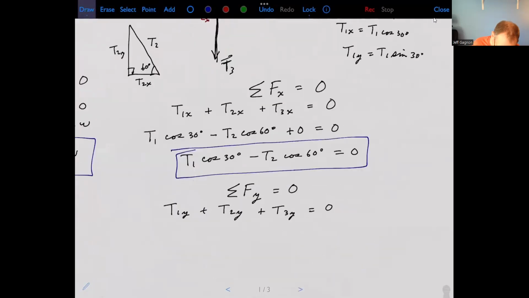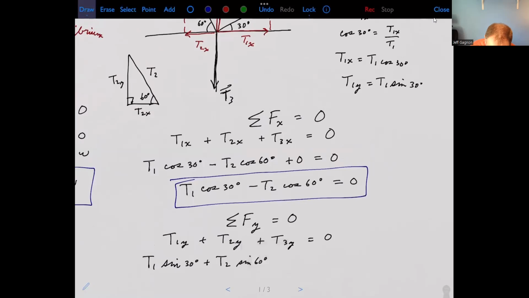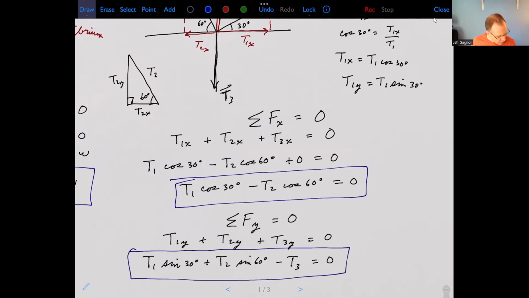Okay, so T1y is going to be T1 times sine of 30, and that's positive. T2y is going to be T2 times sine of 60, and that's positive. And then T3y, well, how much of T3 is in the y direction? All of it, and it's negative. So this is simply going to be minus T3 is equal to 0. So that's really like our second equation.